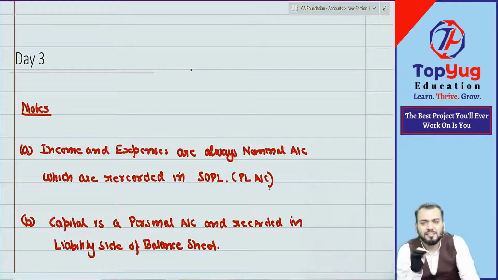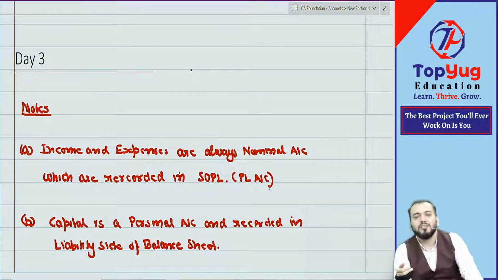We have understood that the statement of P&L is a statement of nominal accounts, meaning all income and expenses are recorded in the statement of P&L. Balance sheet is a statement of real and personal accounts. Asset can be real or personal account. However, capital and liabilities are always personal accounts. Correct? Then we have done the accounting equation approach.